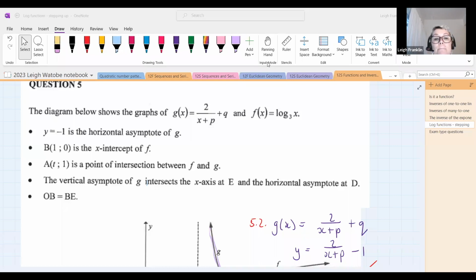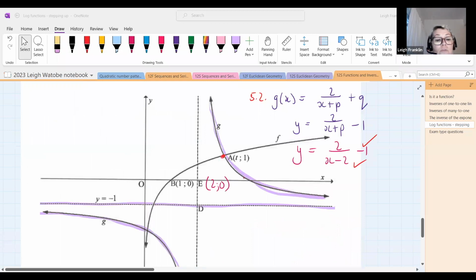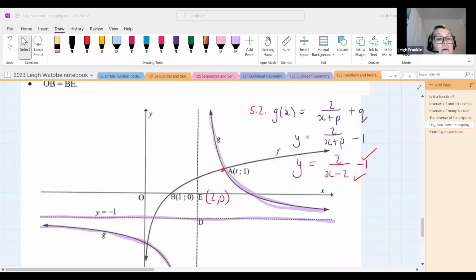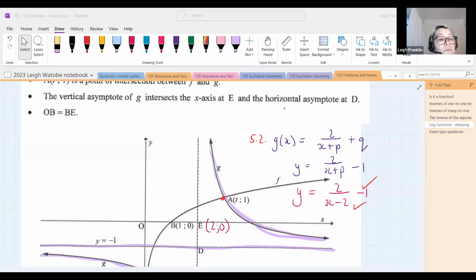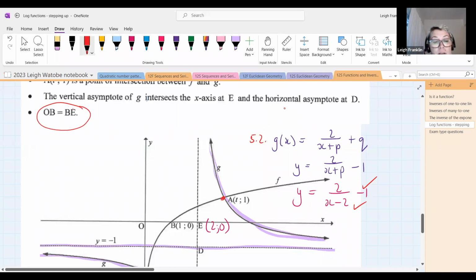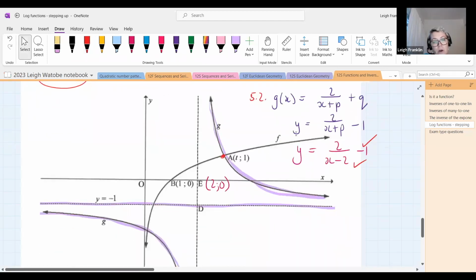Because, Paseke, it's been shifted 2 units to the right. Remember they told you that OB equals BE here? OB equals BE. So if OB is 1 unit, then OE has to be 2 units. So the graph has been shifted 2 units to the right.